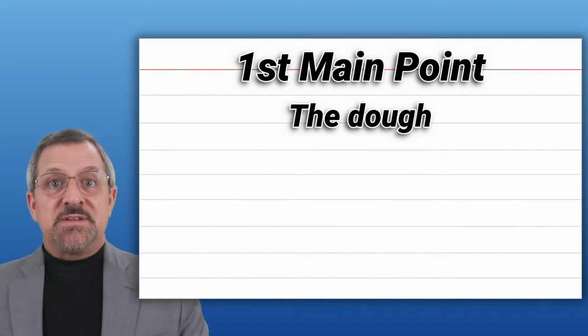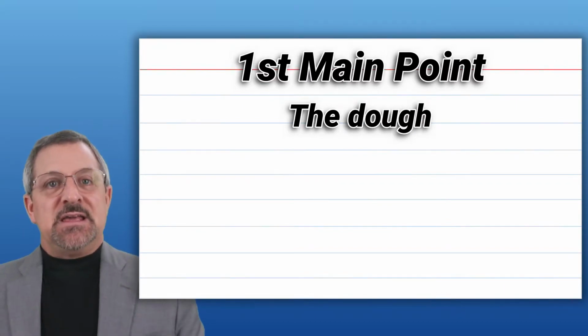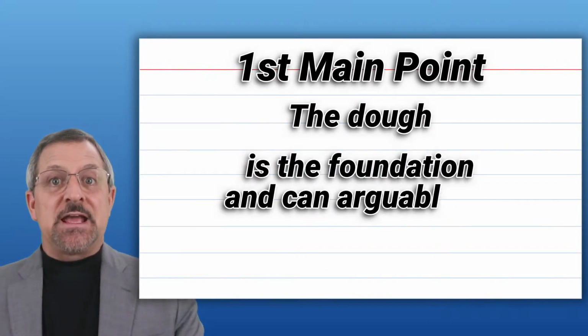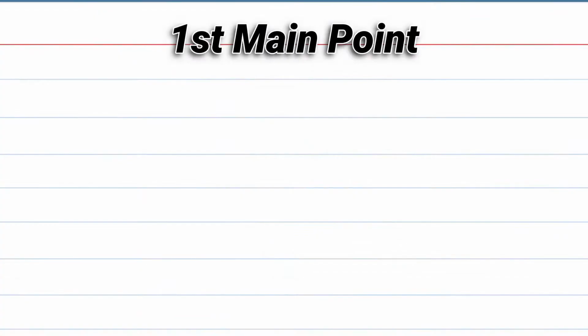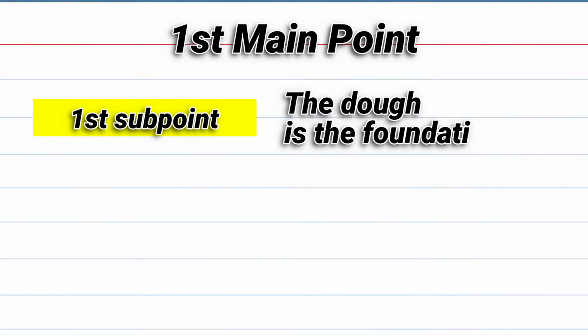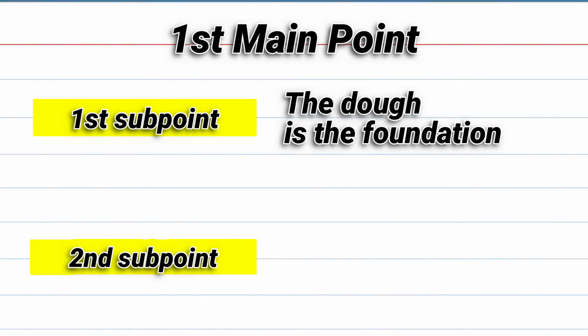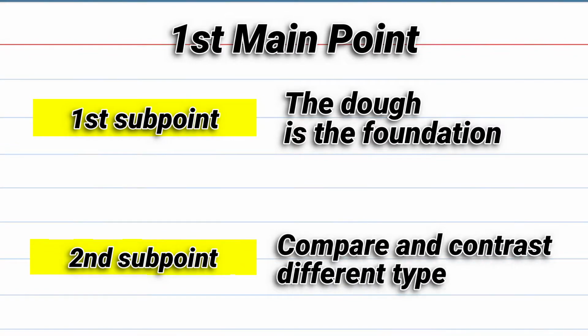Let's break down each phrase to show you how this works so you can start doing this for your own topics. My first main point is the dough. The teaser to what I'm going to talk about is that the dough is the foundation and can arguably be the most important part of any pizza. I previewed my first subpoint that the dough, being the crust, is the foundation of a pizza, and then foreshadowed that my second subpoint is going to compare and contrast between different types of doughs that can be used.